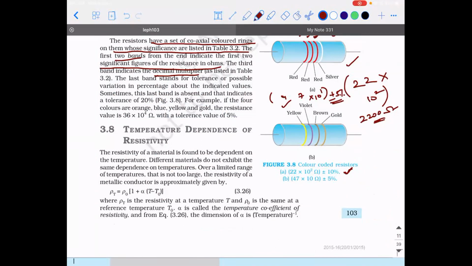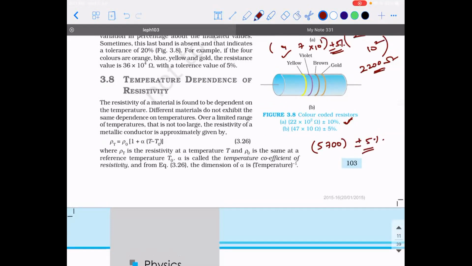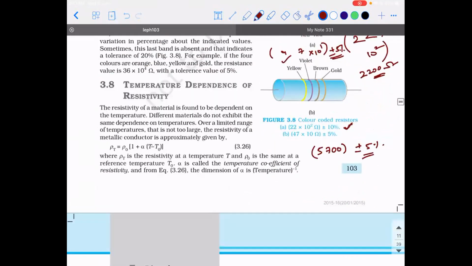See, sometimes in exam, they'll ask you a question like, give the color code of a resistor whose value is 5700 plus or minus 5%. Can you guys tell me? So 5700 is nothing but 57 into 10 power 2 ohm plus or minus 5%.